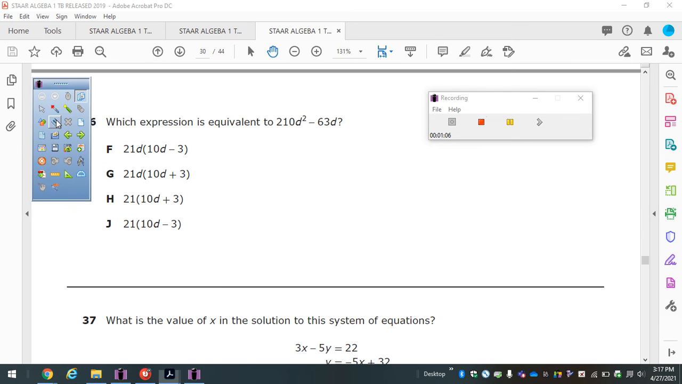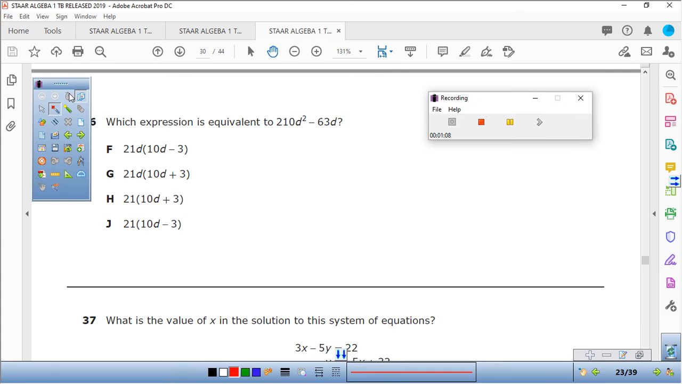Which expression is equivalent? You actually need to distribute on this one. There's a cheat way, but I don't think it's very beneficial, where you just change these to x's and graph them. I think it's faster just to multiply it out, to tell you the truth.